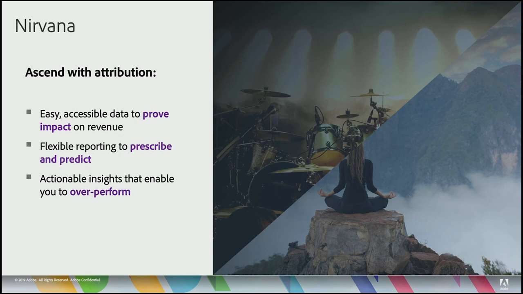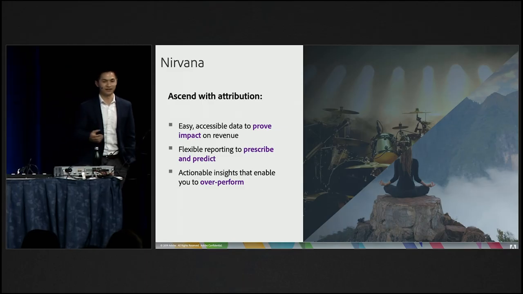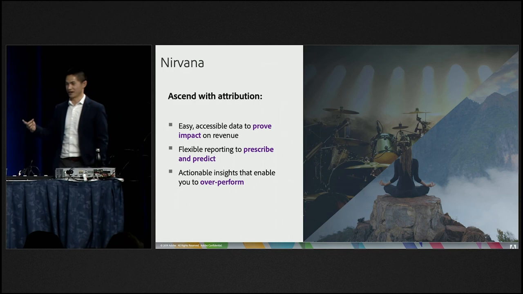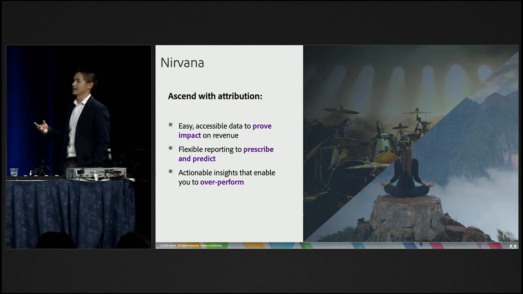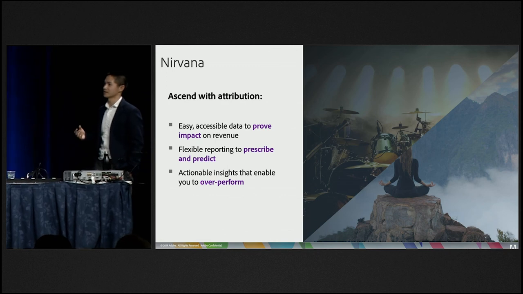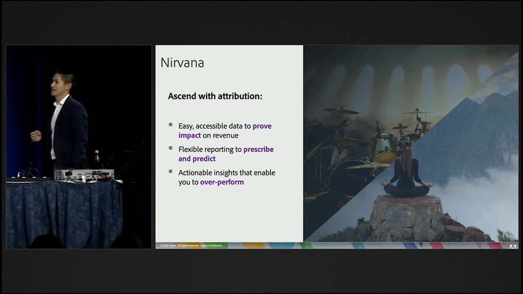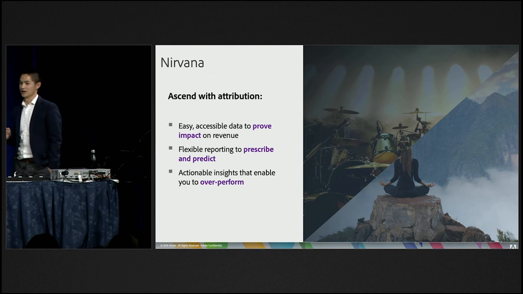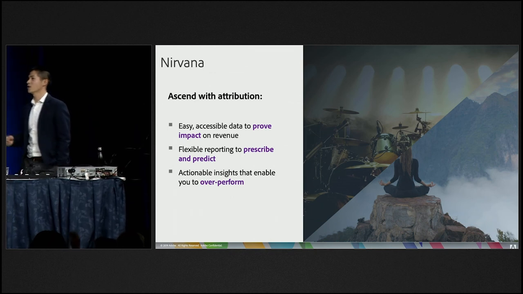But there are three pieces to it. First, you need easy and accessible data to prove impact on revenue. And so as Brewster said, that's every channel, every person, and every stage in the funnel. Second, you need flexible reporting to prescribe and predict your performance. And finally, you need those actionable insights that enable you to overperform, to grow your company and hit your goals.